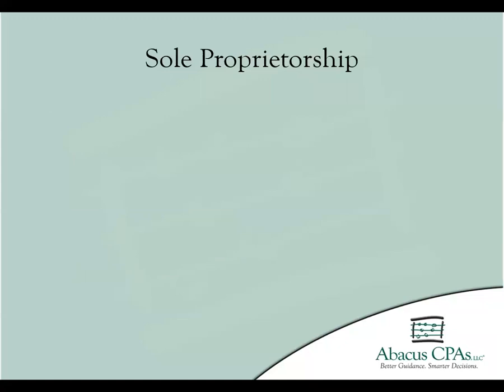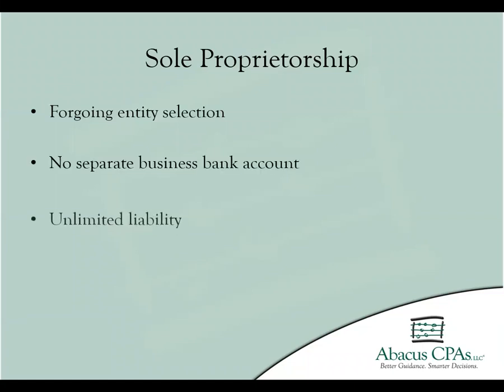Your first option in entity selection is to forgo an actual business entity selection under a sole proprietorship. When you start a business without making an entity selection, you are known as a sole proprietor. A sole proprietorship does not require a separate business bank account and does not provide an individual with any sort of limited liability protection. As a sole proprietor, you will still file an individual return with a profit and loss statement, better known as a Schedule C. You will be taxed on the net profit of your business.